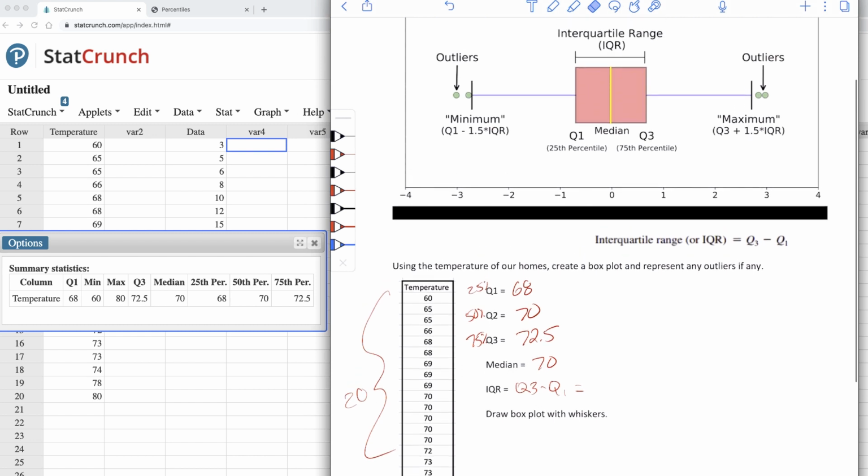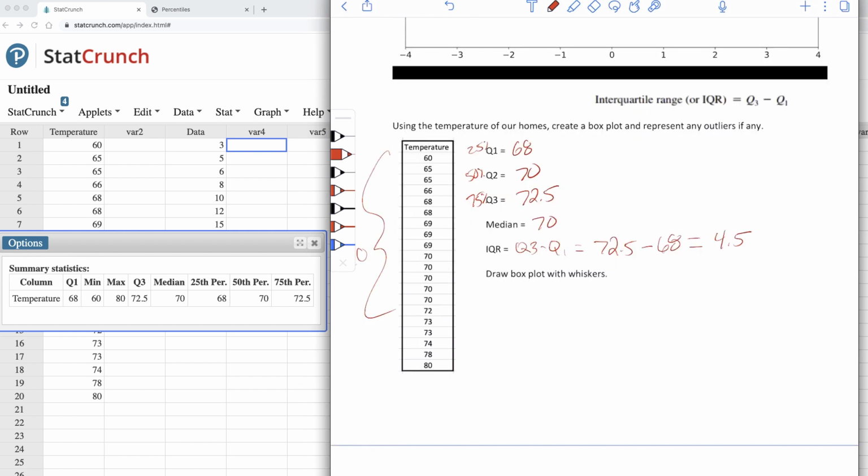Alright, so let's find our interquartile range. Q3 is 72.5 minus Q1, 68, 4.5. So that's our IQR.